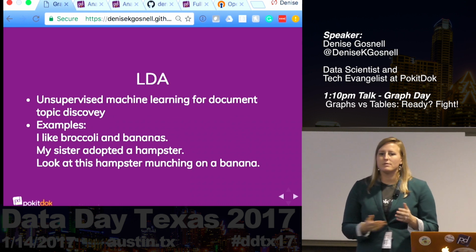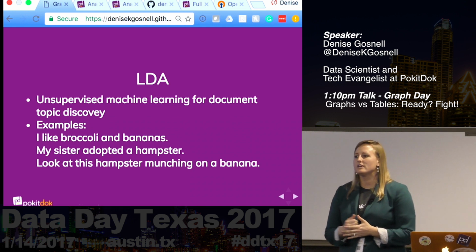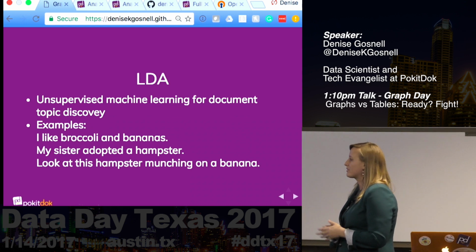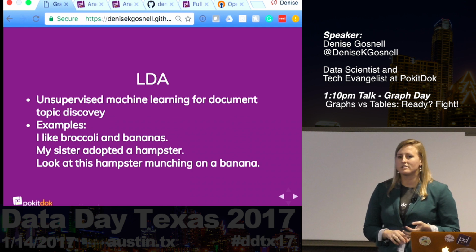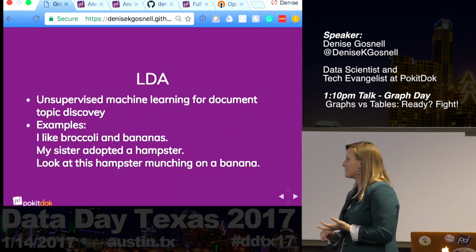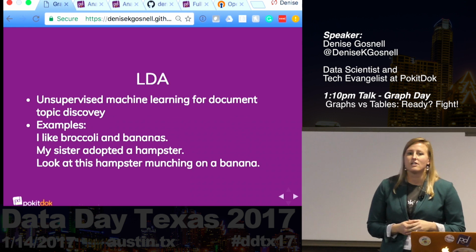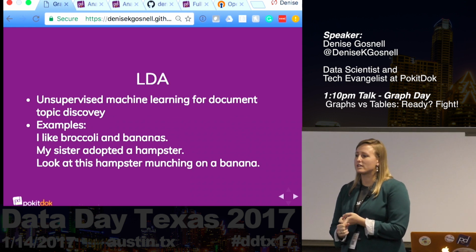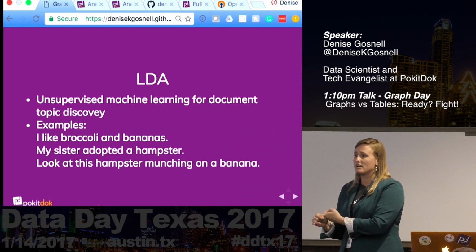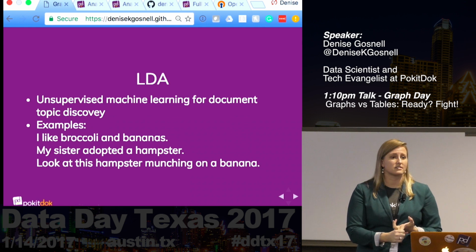For anyone in the room, to get a really high-level understanding of what LDA is doing, let's pretend we have three documents or 3 sentences. I like broccoli and bananas for sentence 1. Sentence 2 could be my sister adopted a hamster. And then sentence 3, look at this hamster munching on a banana. For LDA, it's going to do 2 things. 1, it's going to determine the topics within all of the sentences together. And then second, it's going to assign 1 or more topics to each sentence.